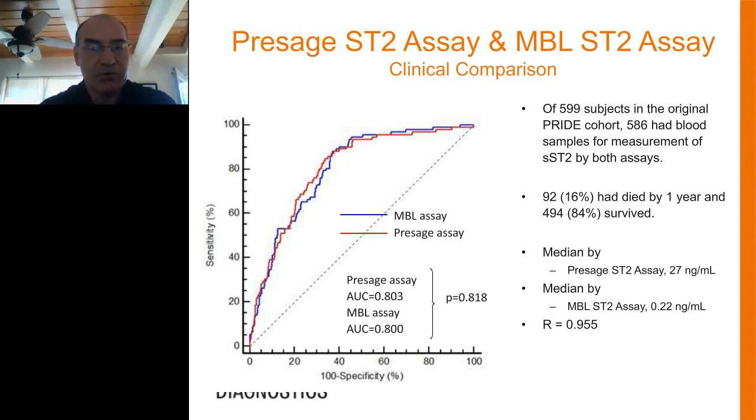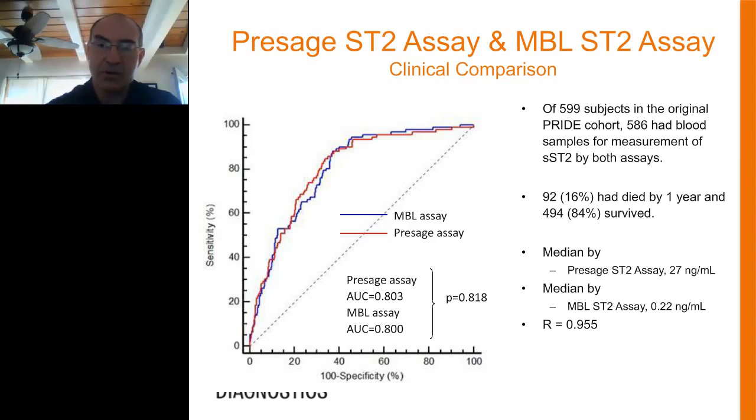Now, the perfect test would have an area under the curve of 1. So you want this curve to be perfectly vertical on the y-axis and perfectly horizontal across the top, and that would give you an area of 1 under the curve. In this case, we see that our area under the curve is a little bit above 0.8 for each assay. So again, if ST2 is elevated, you get an accurate representation of a risk of, in this case, an outcome of death, and both tests can do that.